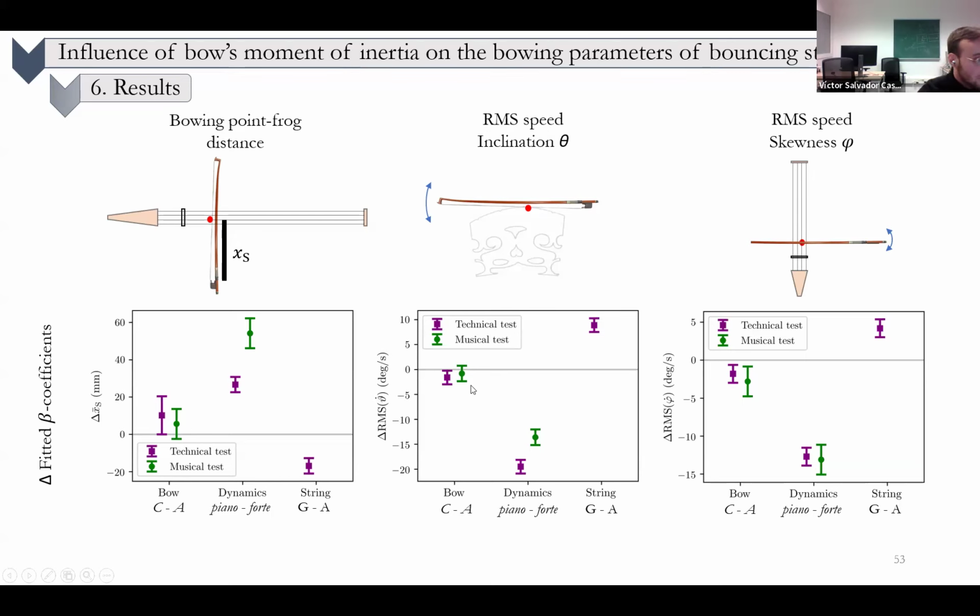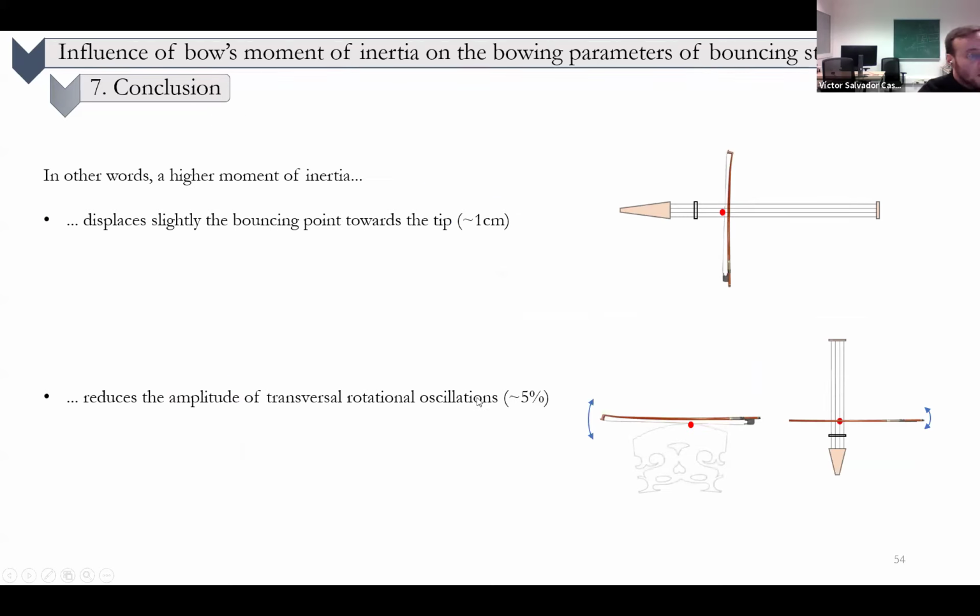So what this means, in other words, is that when we increase the moment of inertia of our bow, it seems to displace the bouncing points toward the tip, and not only is this bowing parameter altered, but also the amplitude of transversal rotational oscillations, which are this inclination and skewness when we are performing this kind of stroke. So that's the end of it, more or less.